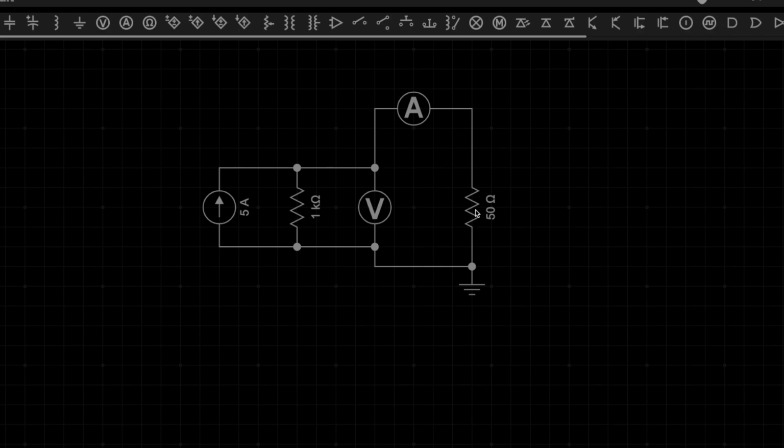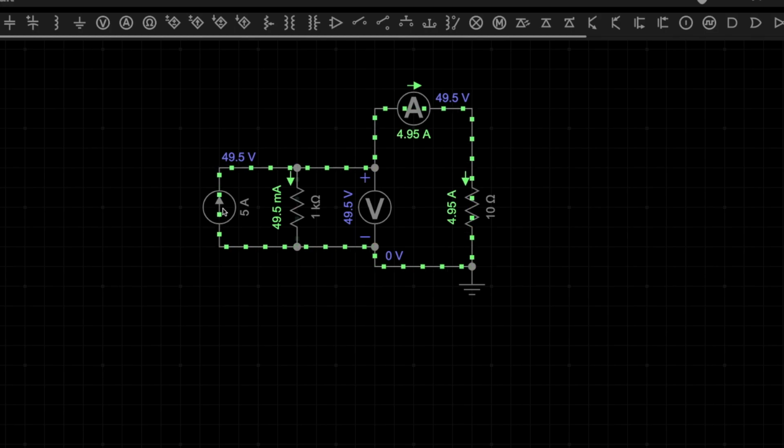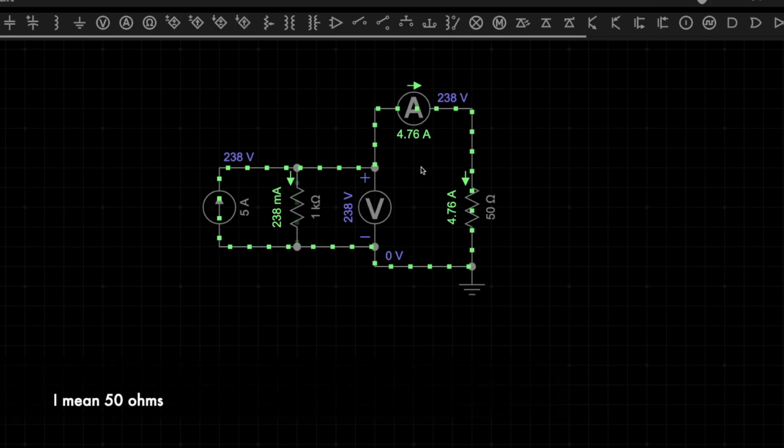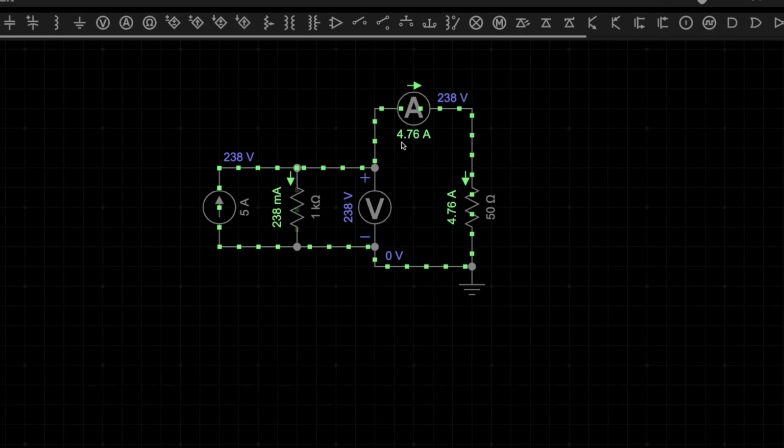Now let me make the load 10 ohms. So you can see the current source is meant for 5 ampere, but the current flowing in the system is 4.95 ampere. There is some current also flowing through the internal resistance. So the current is not now 5 ampere, it is 4.95 ampere. Again, let me make it 50 ohms. Let's see what happens. So now we have made the load 50 ohms and you can see the current has further dropped and it is now 4.76 ampere.